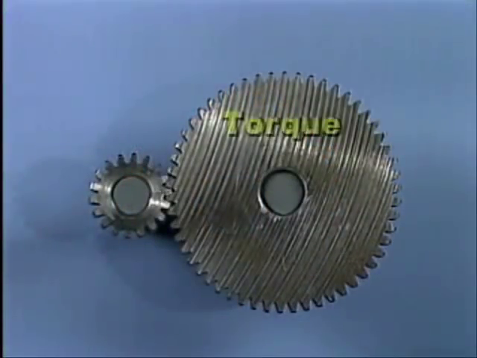So, in a gear set, the torque produced by the larger gear is greater since its moment arm is longer than the pinion's moment arm. And this increased torque is applied to the shaft connected to the larger gear. The change in torque across a gear set is referred to as the torque ratio.